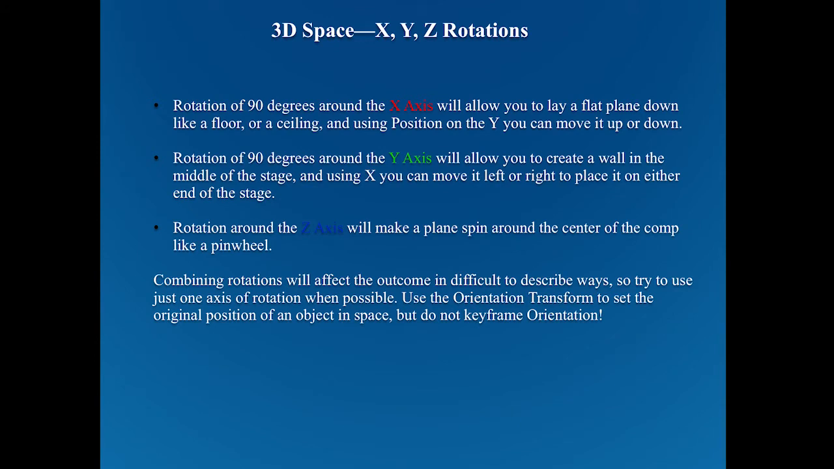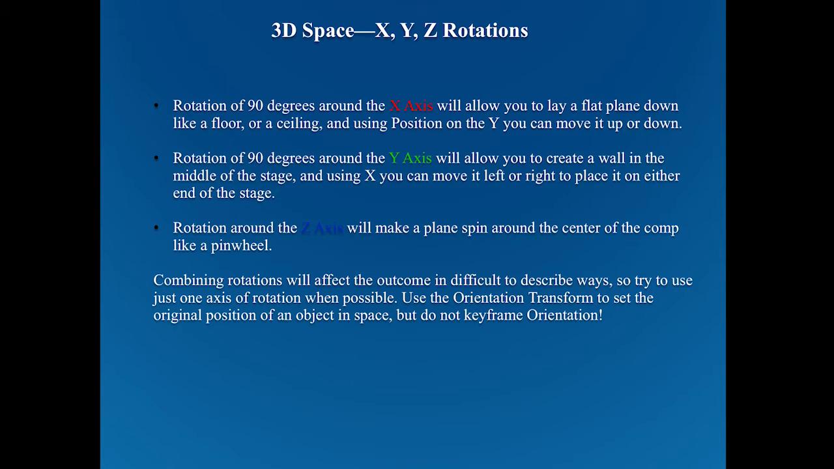So in 3D space, X, Y, and Z rotations, a rotation of 90 degrees around the x-axis will allow you to lay a flat plane down like a floor or a ceiling, and using position on the y, you can move it up or down. A rotation of 90 degrees on the y-axis will allow you to create a wall in the middle of the stage, and using your x, you can move it left or right to place it on either end of the stage. And then z-axis will make a plane spin around the center of the comp like a pinwheel.